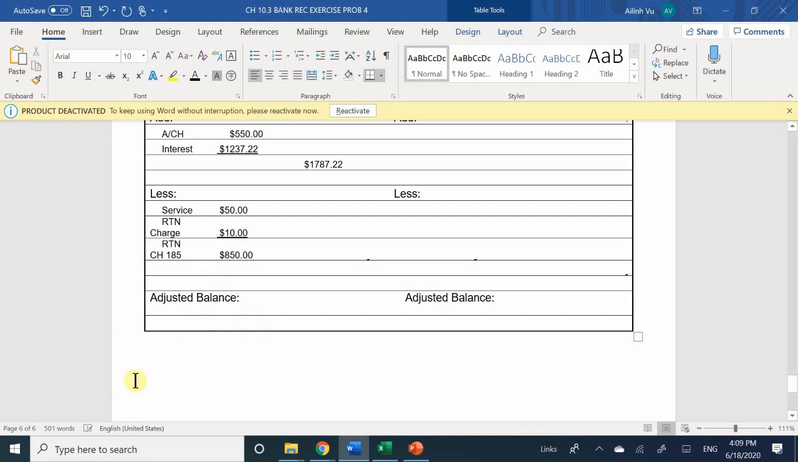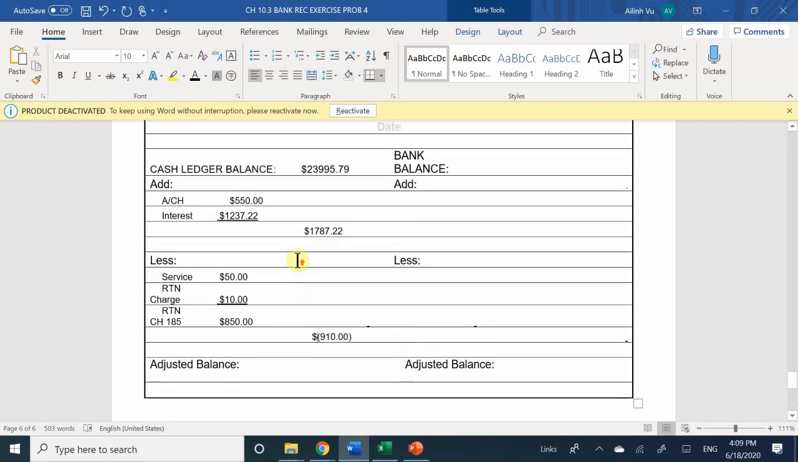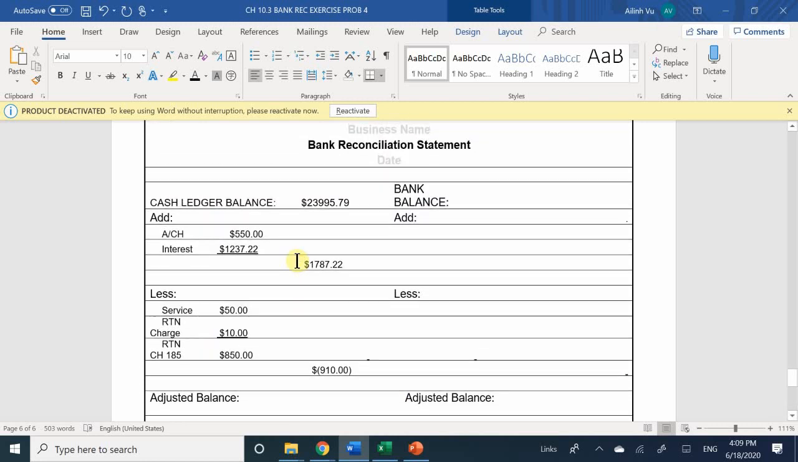So can someone tell me what the total of this is? 910. Sorry, 910? Yes. Okay, so here I'm going to report that this is going to be a negative $910. All right, so then knowing all that information so far, let's go ahead and calculate what the adjustment is on the cash ledger. So we started off with 23,995.